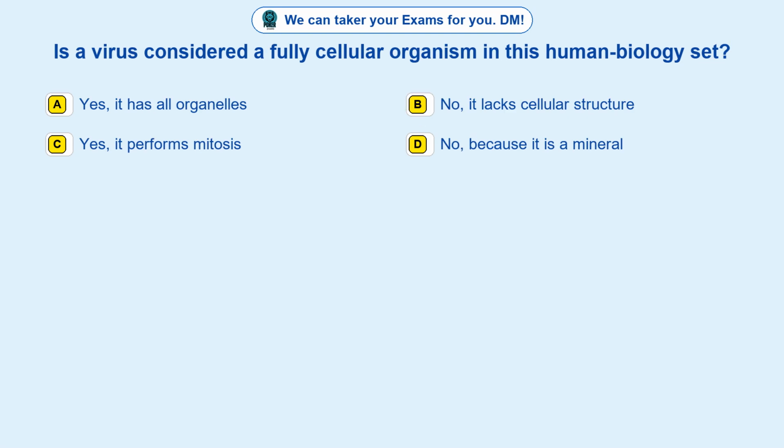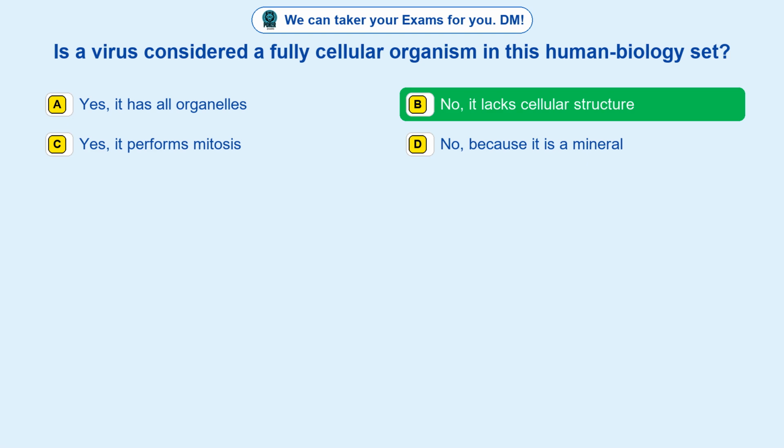Question 15. Is a virus considered a fully cellular organism in this human biology set? Option A. Yes, it has all organelles. Option B. No, it lacks cellular structure. Option C. Yes, it performs mitosis. Option D. No, because it is a mineral. The correct answer is option B.